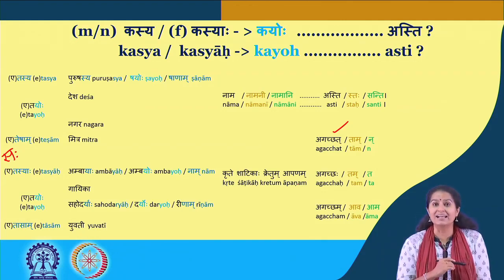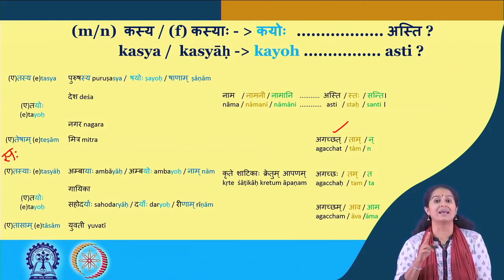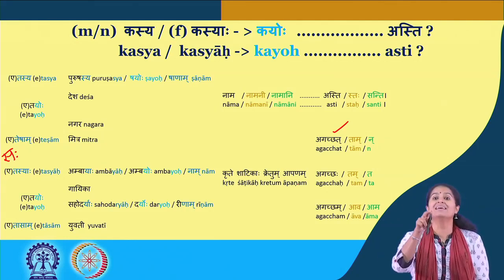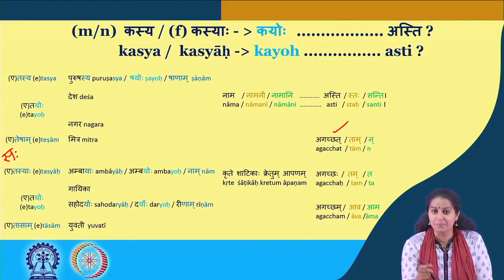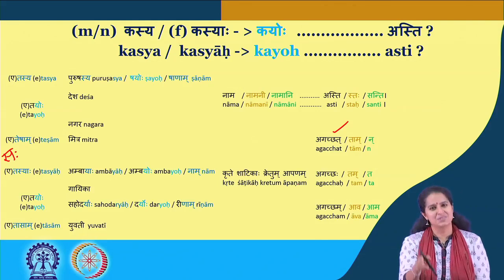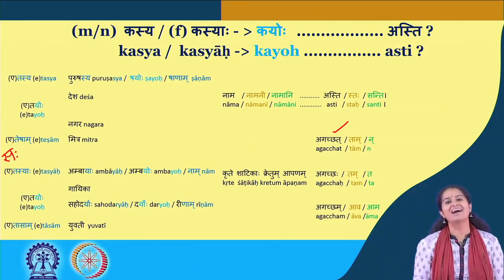Uttamam. What happens to the ikara word? So here we have tasyaha sahodaryaha krite apanam agachat. Dual case will become tayoho sahodaryoho krite apanam agachat. Plural, tasam sahodarinam krite apanam agachat. Uttamam. And yuvati, tasyaha yuvatyaha krite apanam agachat. Two of them, tayoho yuvatyoho krite apanam agachat. Plural, tasam yuvatinam krite apanam agachat.